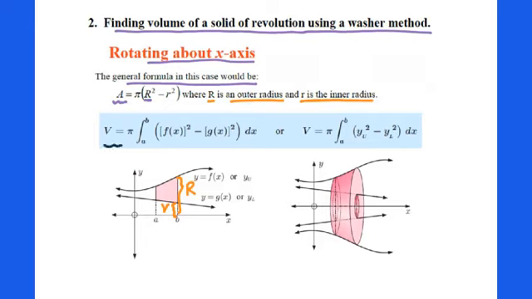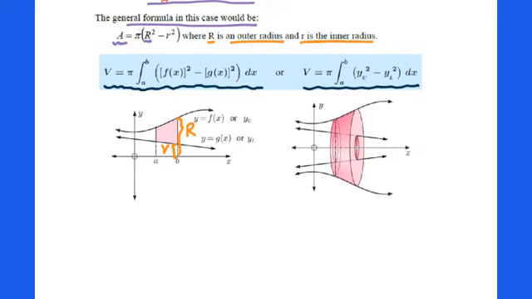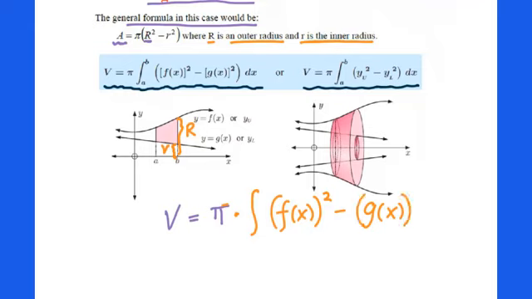Then this volume equals this formula. Or you can write down this formula. So when you have two functions rotating about x-axis, your volume equals pi times the definite integral, still R squared, but this R will be the outer radius. We use f of x to stand for that, minus the inner radius, which will be g of x, squared, from a to b.